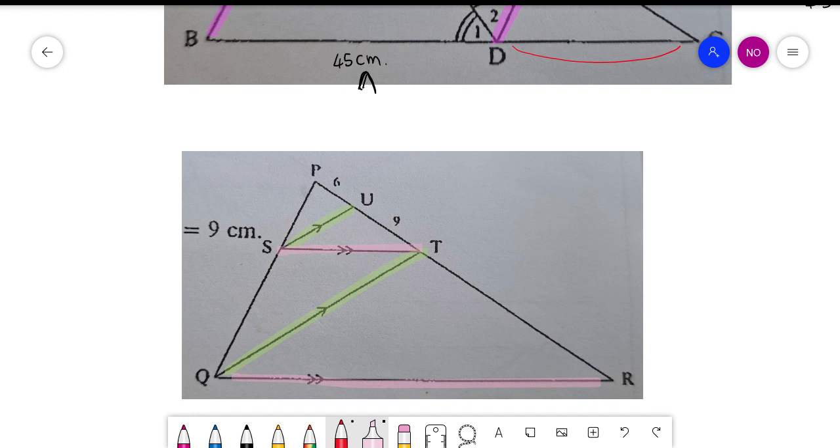Then they say it is further given that PU is equal to 6 and UT is equal to 9. Calculate PS over PQ. Okay, so I'm looking for that one over that one.